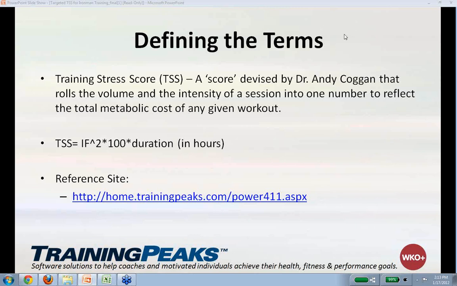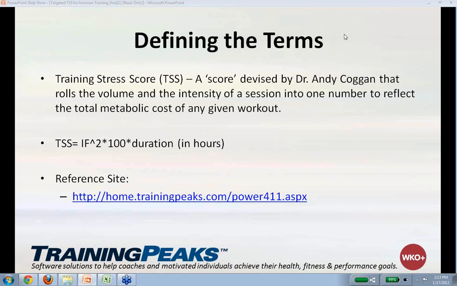And just before we move on, one thing that I want to highlight is metabolic cost. I think that's an important concept. When you're looking at your own TSS, really what it's trying to capture is metabolic cost. And AC, what do you mean by that?